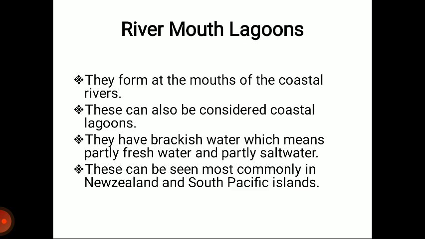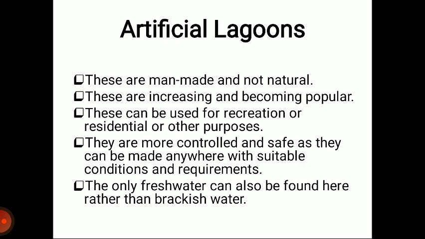Next, river mouth lagoons. They form at the mouths of coastal rivers. These can also be considered coastal lagoons. They have brackish water, which means partly freshwater and partly salt water. These can be seen most commonly in New Zealand and the South Pacific Islands.